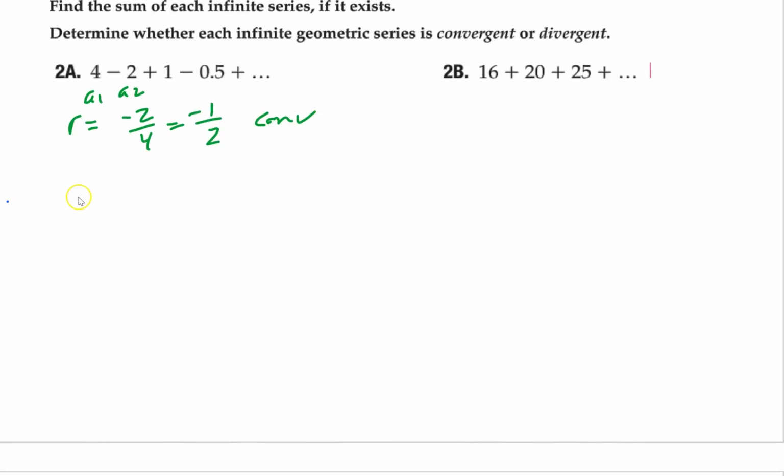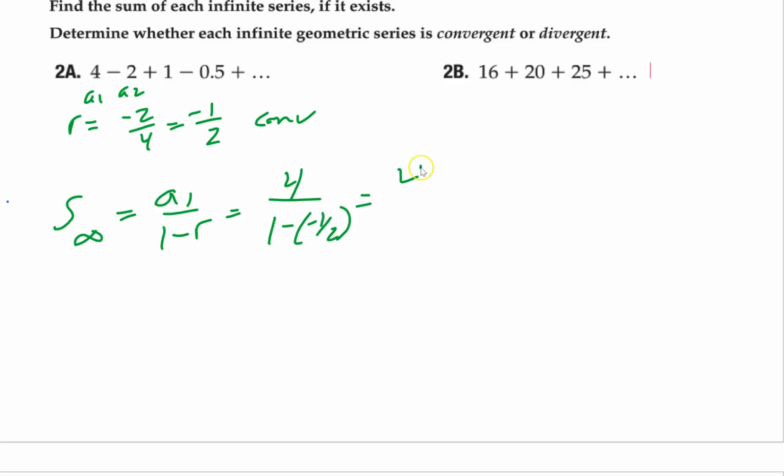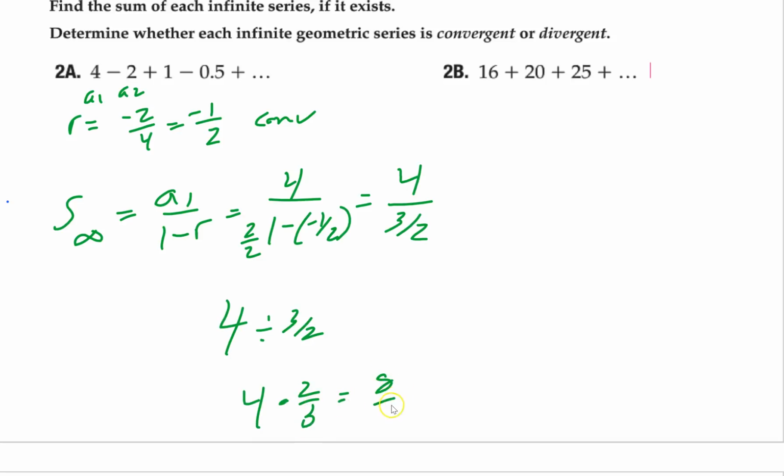Infinite sum equals a1 over 1 minus r. So in this case, let's plug our stuff in. a1 is 4. 1 minus negative 1/2. Now you can do this on your calculator if you want, but come on. I'm going to get 3/2. That's the same thing as saying 4 divided by 3/2, or 4 times the reciprocal, which is 8 over 3. And we are done with that one.